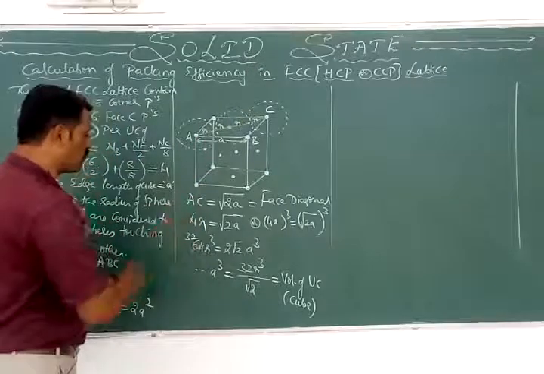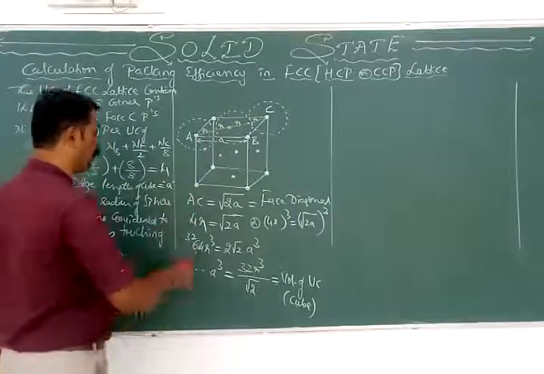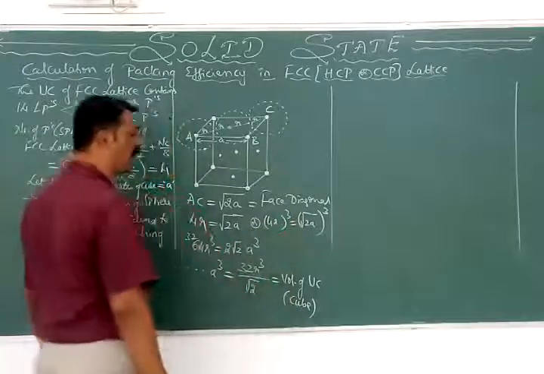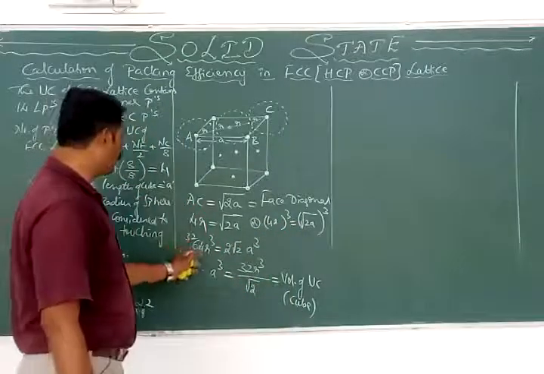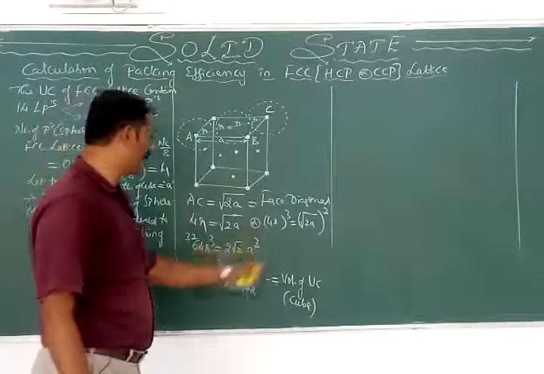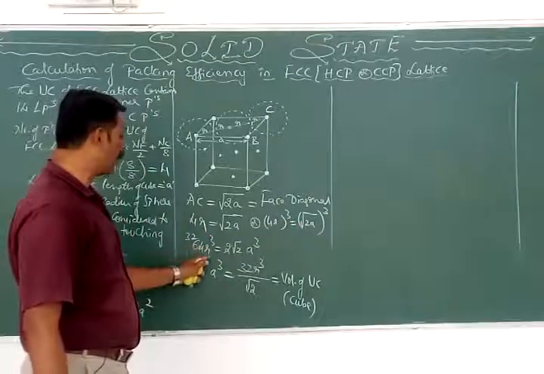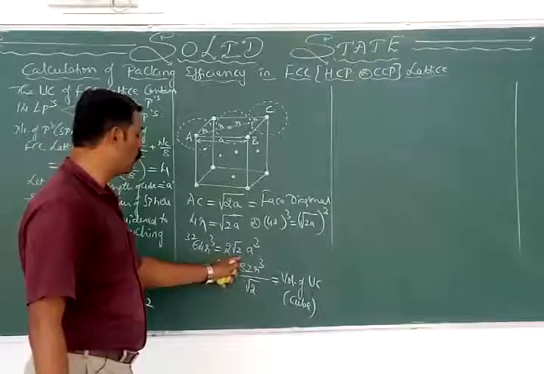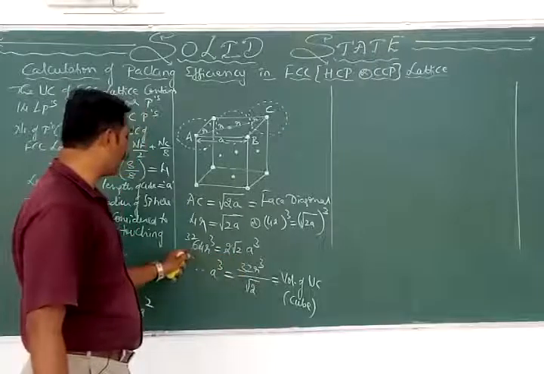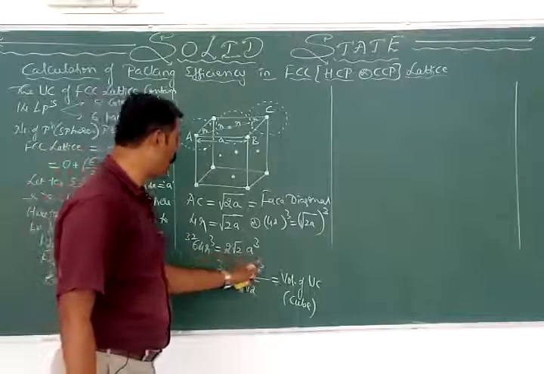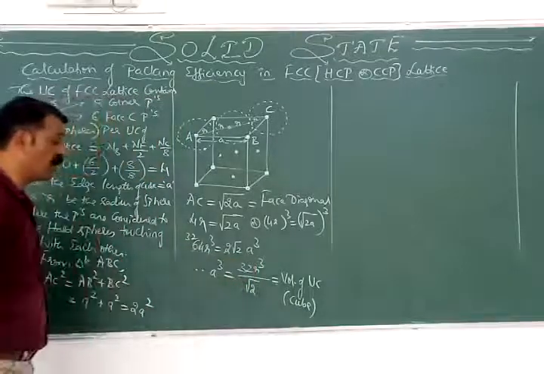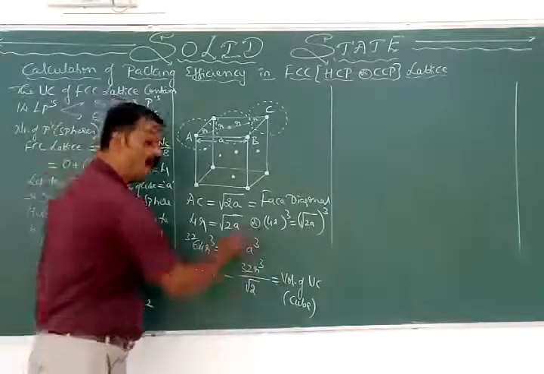Therefore, on cubing 4R on both sides, what happens? 4R whole cube is equal to root 2 A whole cube. That is 64 R cube is equal to 2 root 2 into A cube. On simplification, I get 32 R cube is equal to root 2 into A cube, or A cube is equal to 32 R cube divided by root 2, and that is nothing but the volume of the cube.